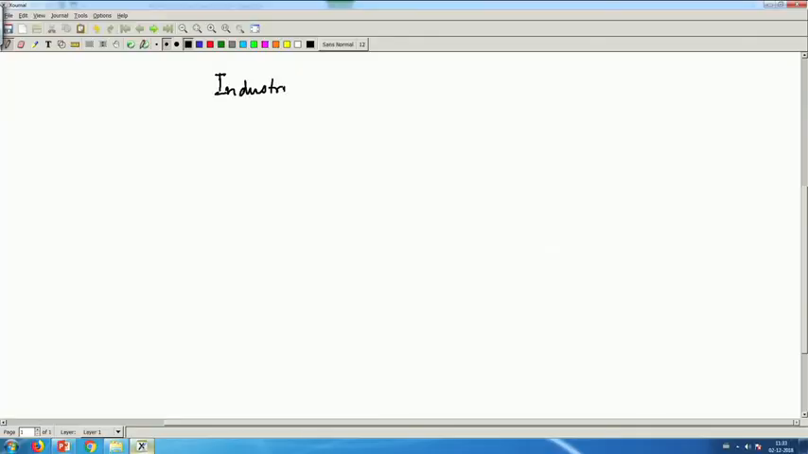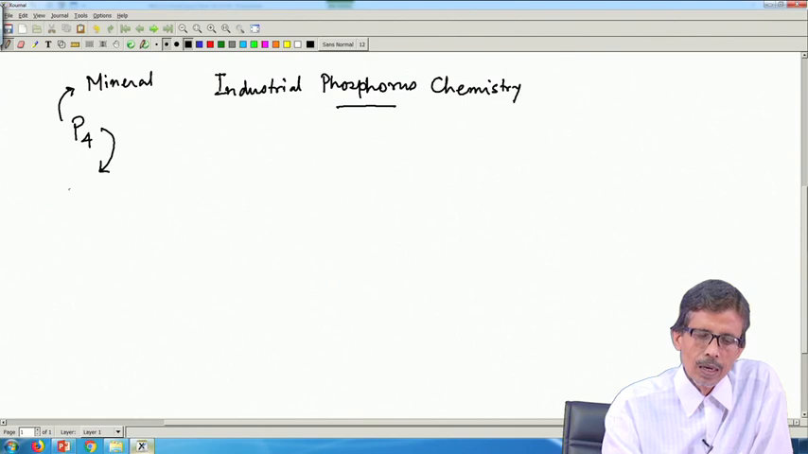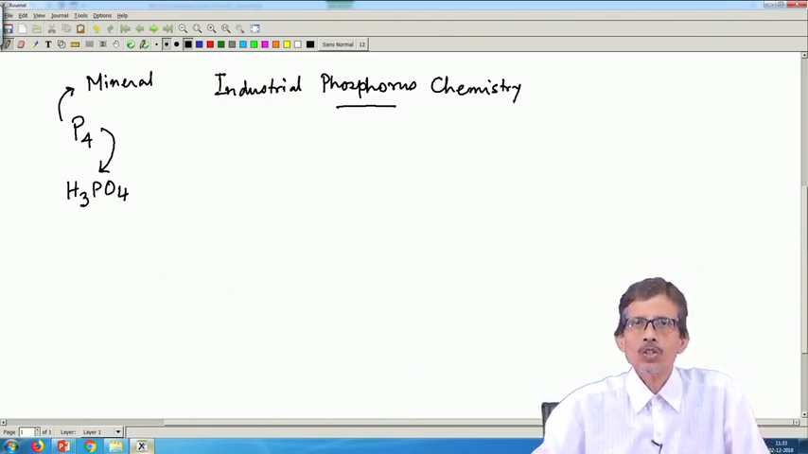Hello, good morning everybody. So we are still continuing with phosphorus, where we will be talking about the industrial part of phosphorus chemistry. We will be concentrating on that, and already we have discussed getting P4 from the mineral source, and from there we have reached the industrial preparation of phosphoric acid and the different corresponding salts.